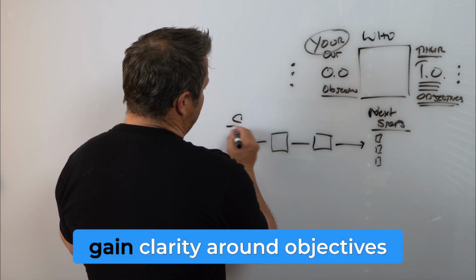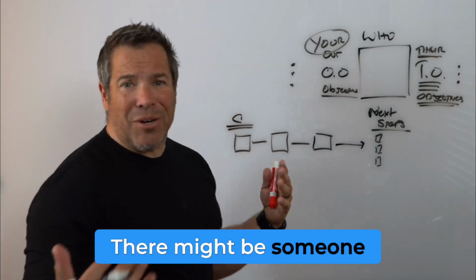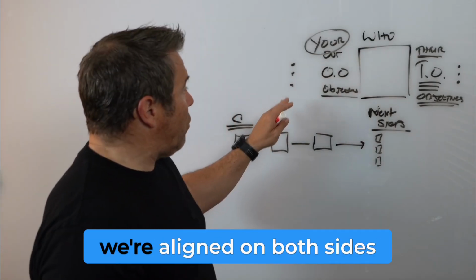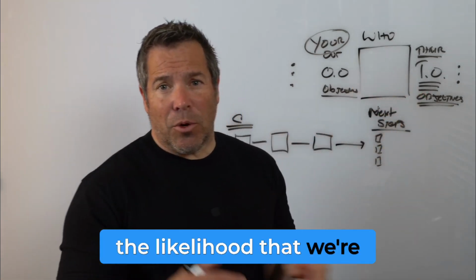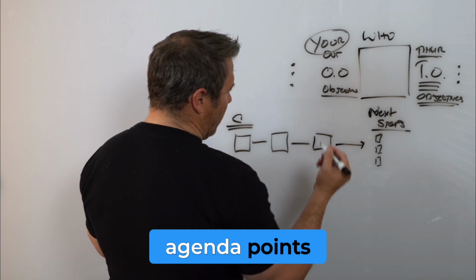Let's gain clarity around objectives and the people that we've got in the room. There might be someone extra inside the room. Once we've gained clarity around those objectives and we're aligned on both sides, the likelihood that we're going to hit our next steps is going to be pretty clear. Then we start to work through our specific agenda points, whatever those are.